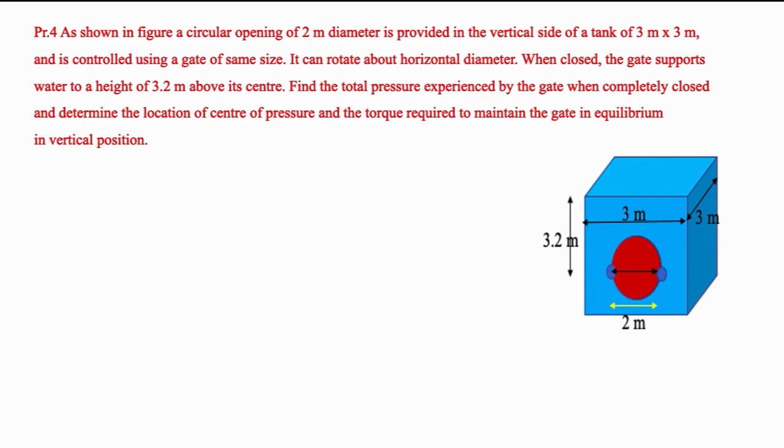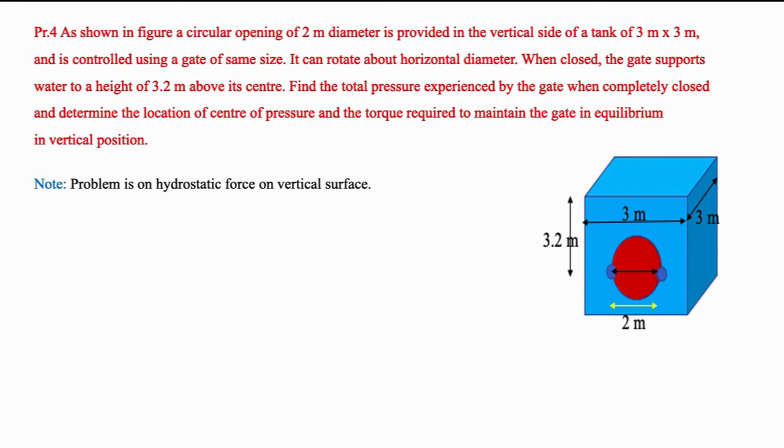As shown in figure, a circular opening of 2 meter diameter is provided in the vertical side of a tank of 3 meters by 3 meters and is controlled using a gate of same size. It can rotate about horizontal diameter. When closed, the gate supports water to a height of 3.2 meters above its center. Find the total pressure experienced by the gate when completely closed and also determine the location of center of pressure and the torque required to maintain the gate in equilibrium in vertical position.